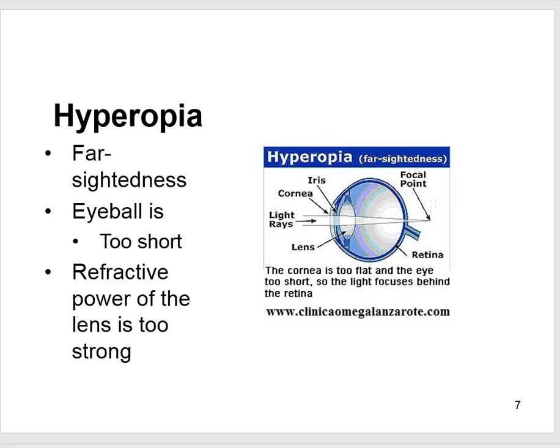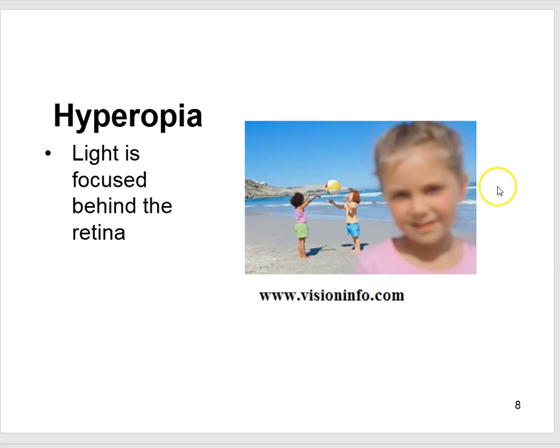Now, hyperopia is another word for farsightedness. Now, the eyeball is too short, the refractive power of the lens is too strong. Okay. And this is what people see. So they don't see close, but they can see far. The light is focused behind the retina.